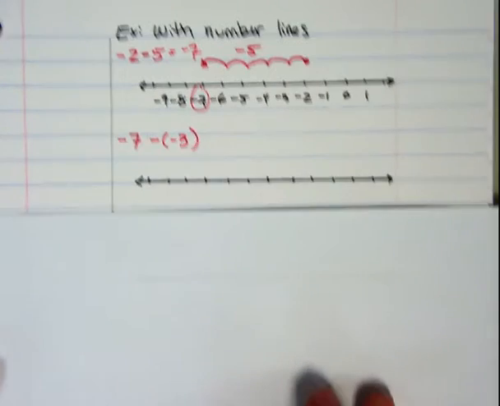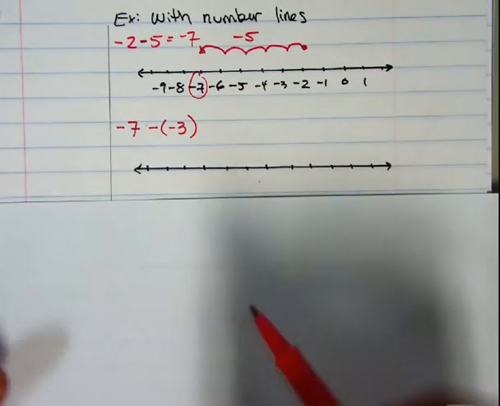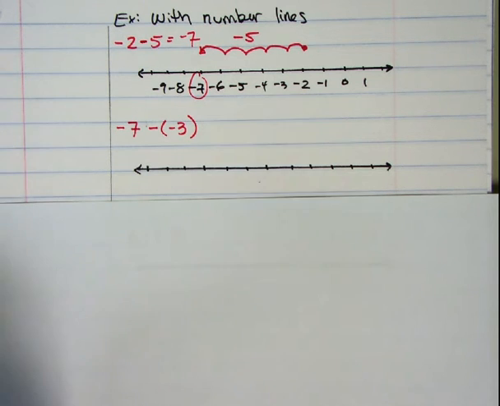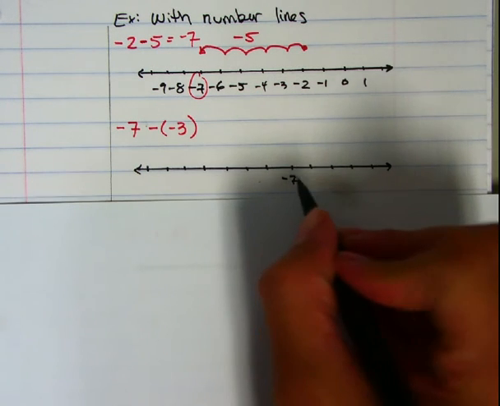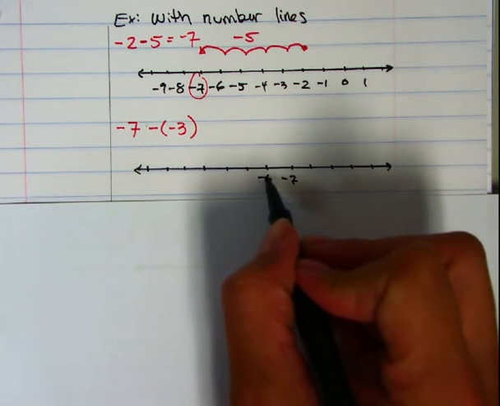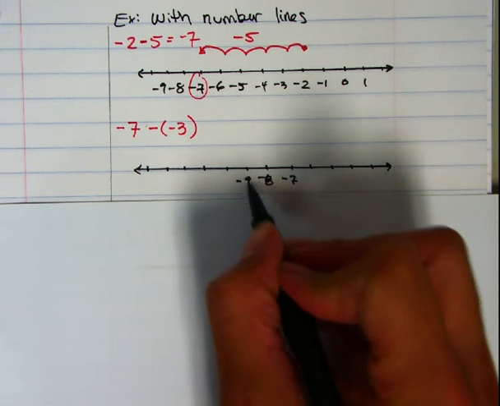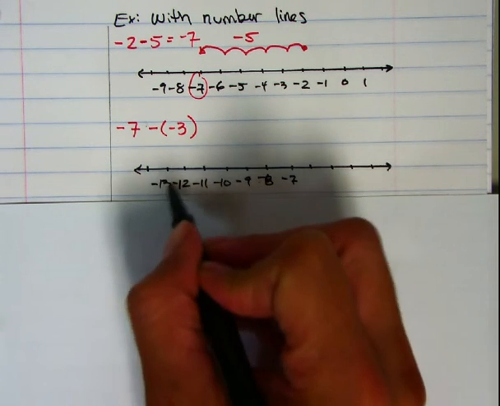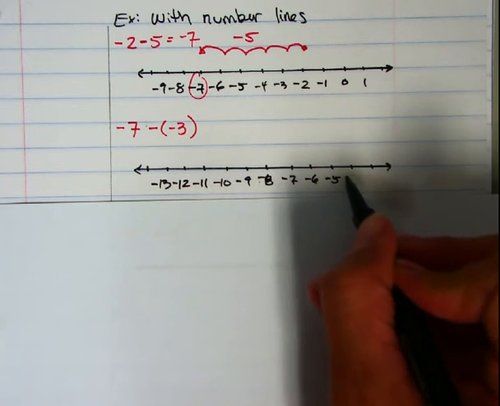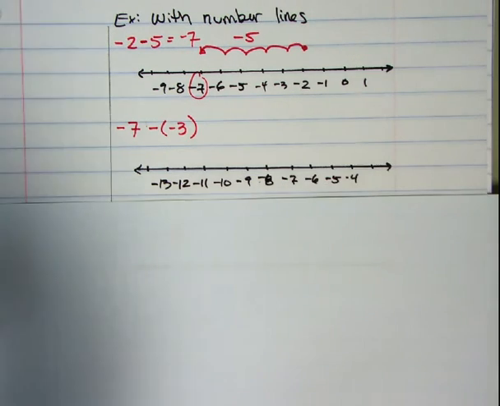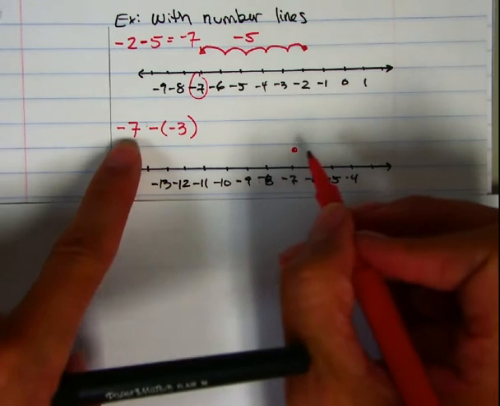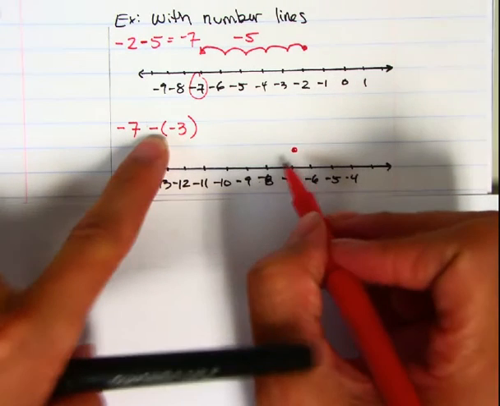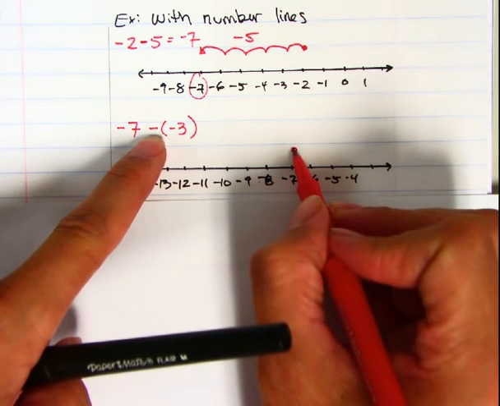Okay, let's go to another one. So let's see how this works here. Well, let's start with negative 7. Let's say negative 7 is here. Negative 8, negative 9. Okay, so we get the idea. Now, what I'm going to do is start at negative 7, right? That's where it starts off. Now it says, hey, go this way. Go the opposite direction of positive, which would be negative.